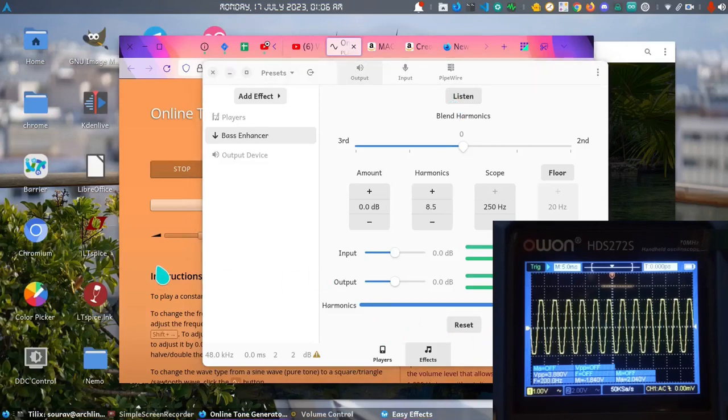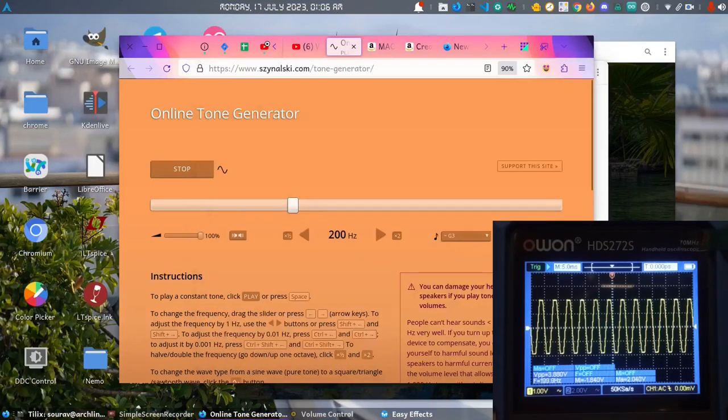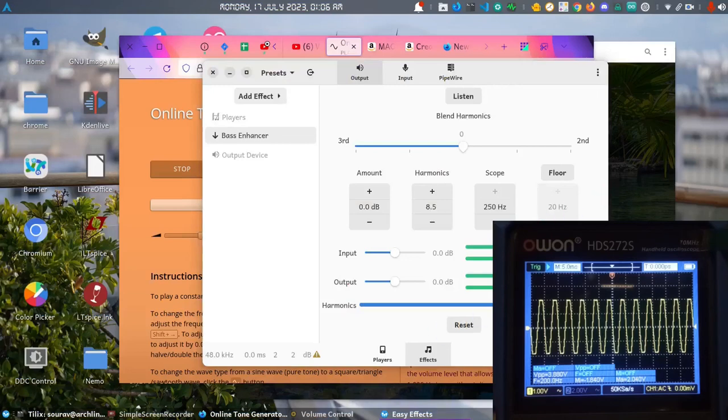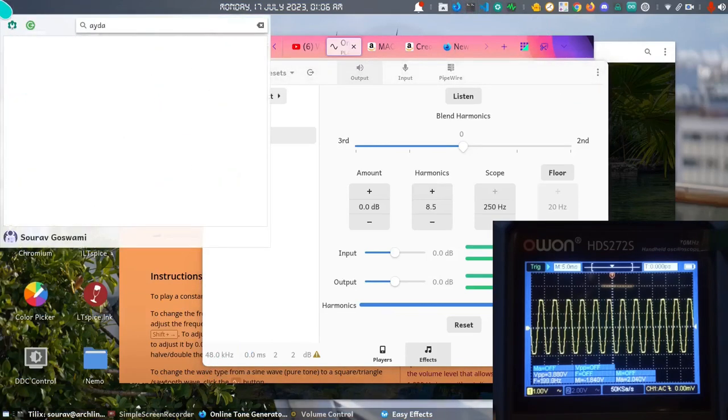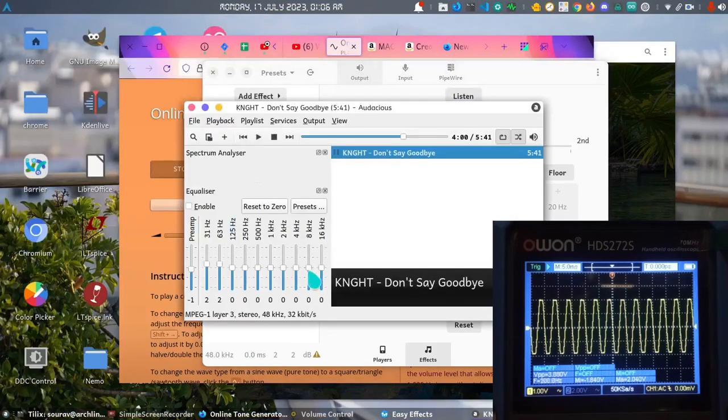For example, in the case of higher frequencies, if you increase the high frequency, it will of course boost that. So at 20,000 Hertz, you will see that it is actually increasing. But for most people, 20,000 Hertz is inaudible, so this software will try to increase the volume from something like 2 kilohertz or so. If you, for example, open Audacious, you can see that we have 16 kilohertz here.